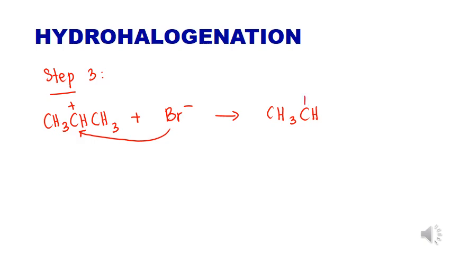to get a haloalkane. So now we have a secondary haloalkane. This is the major product for this reaction.